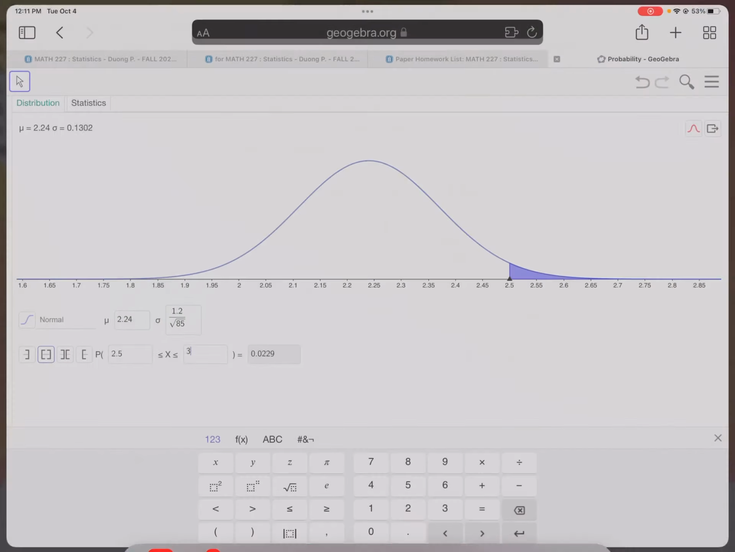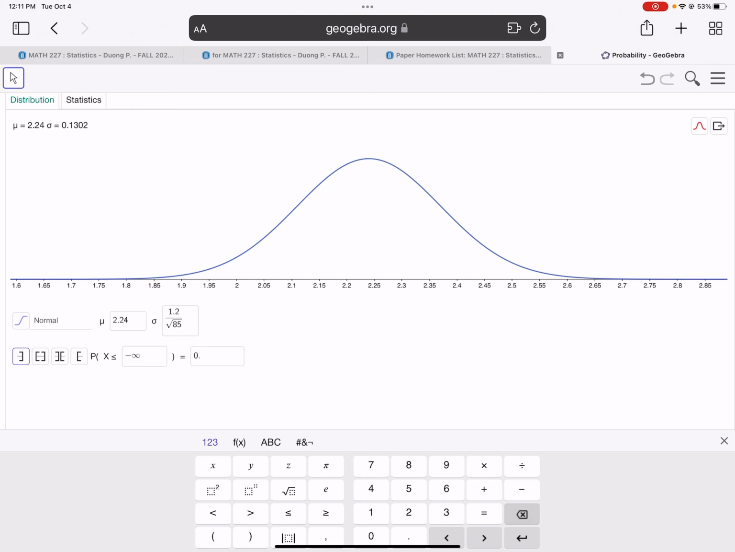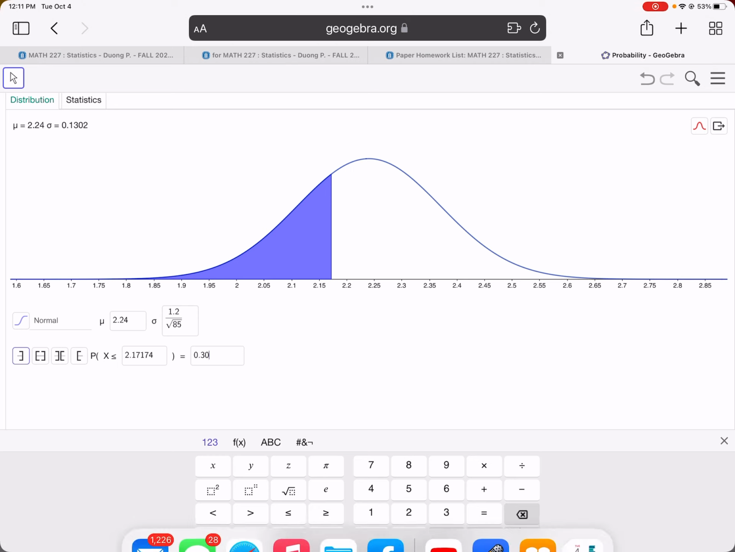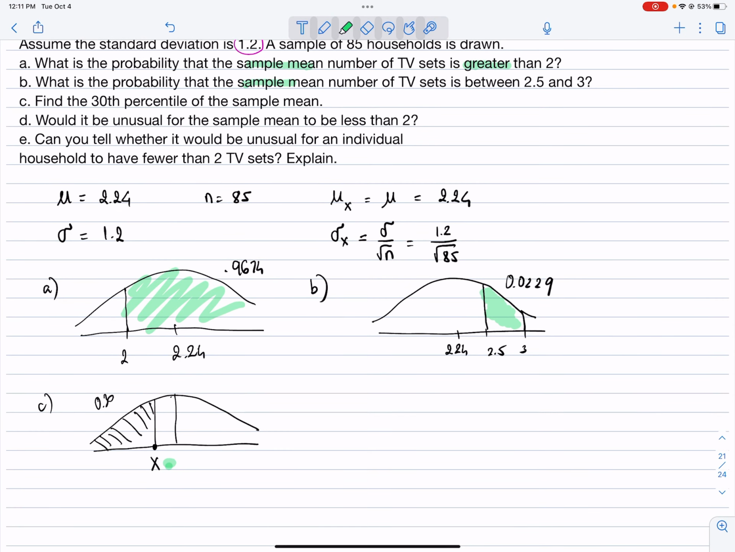Okay, so we put 0.30 in the percent box, and we remember to shade with the first click, the shade on the left side. Your answer is in the parentheses, 2.17. We take two decimal places, so 2.17.